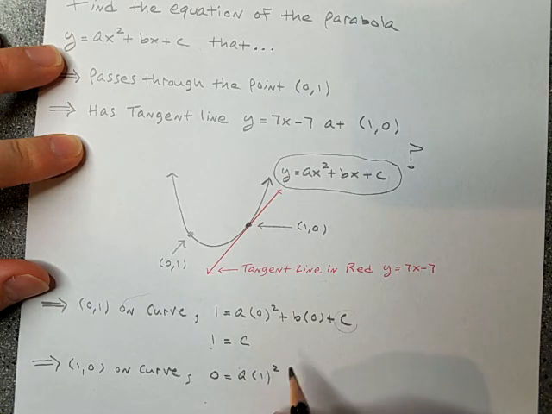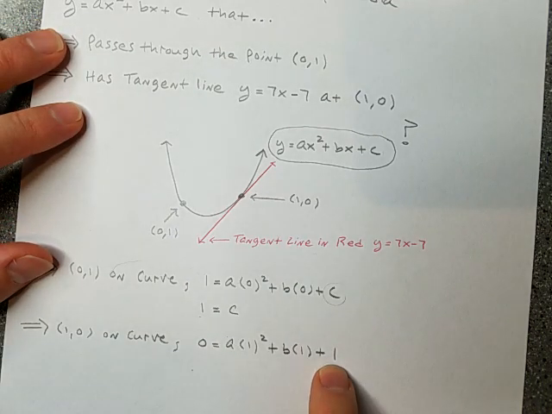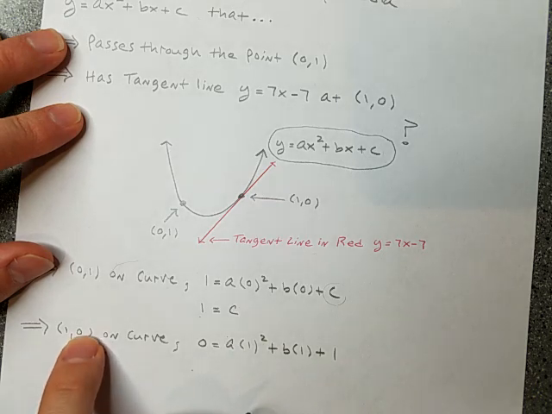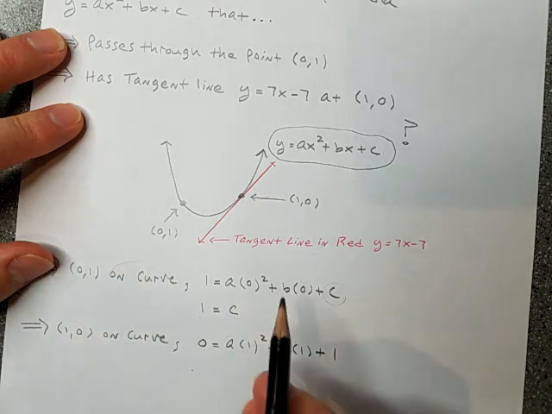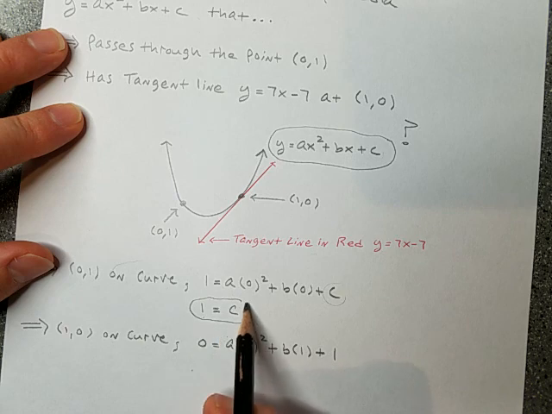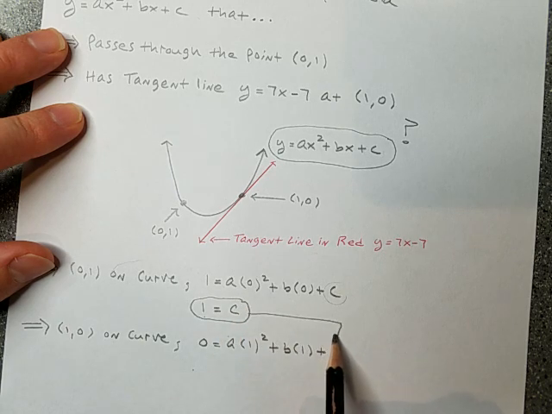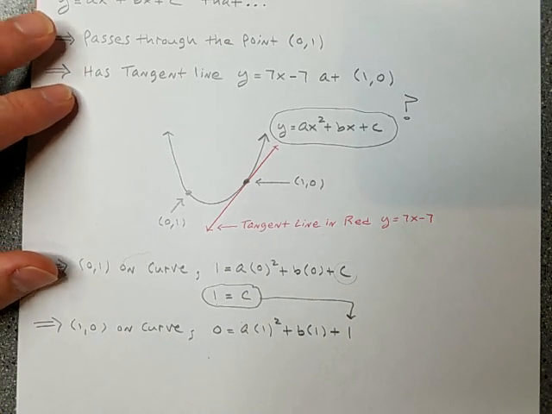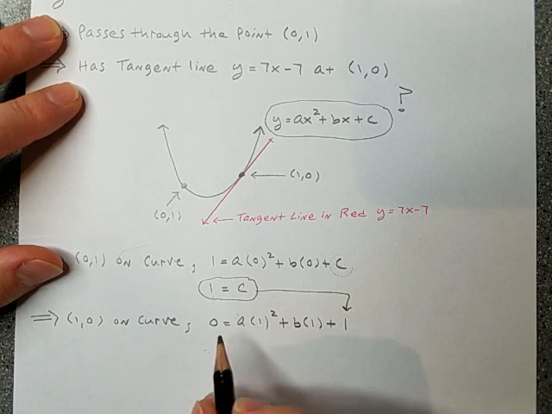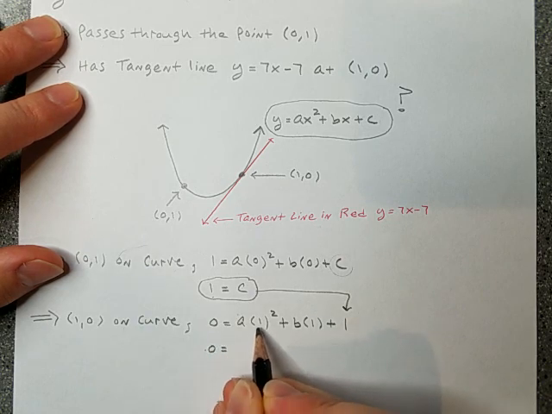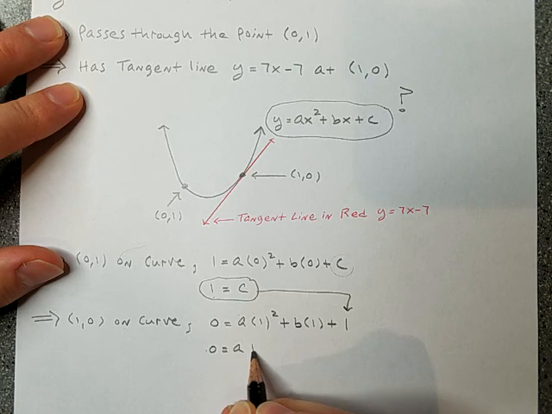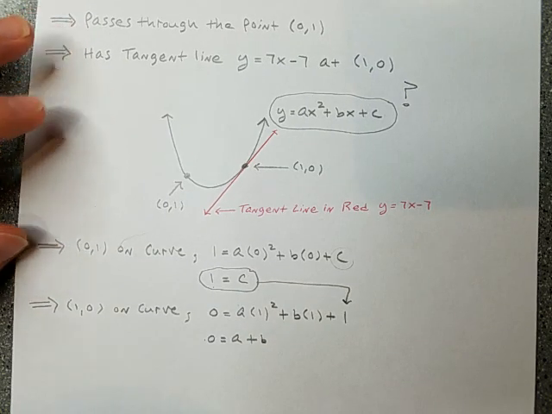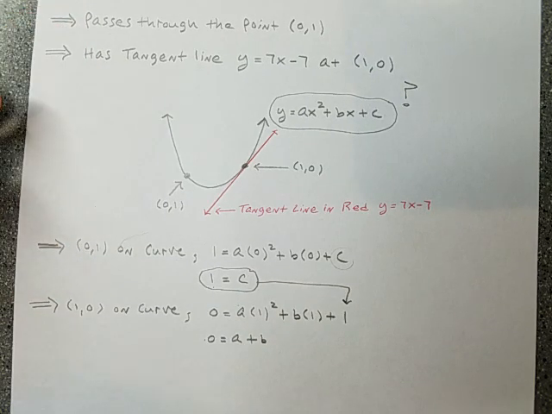0 for y, 1 for x. And say, oh, why did I put 1 for c? Well, because I figured out that I know what that number is. So why would I write c right there if I know what it is? That's why I did that. Okay, so what's this going to say? 0 is equal to, okay, 1 squared, so a is b. All right, so I got this equation: 0 is equal to a plus b.